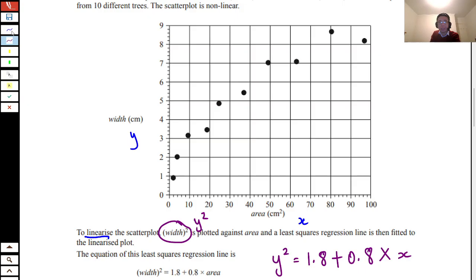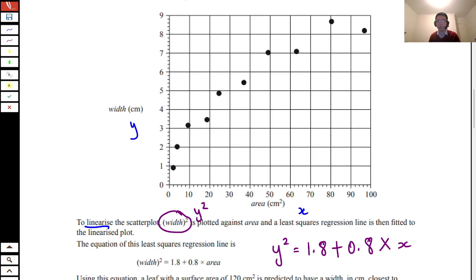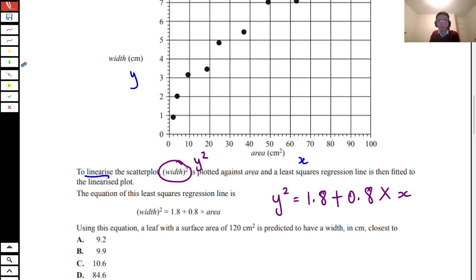One thing I want you to notice is that they've used the words instead of x and y. And that's standard in general maths, even when a transformation is applied. So much like we did with linear regression, we expect you to write a worded equation if the context gives you words for the variables. So in this case, width squared equals 1.8 plus 0.8 times area.